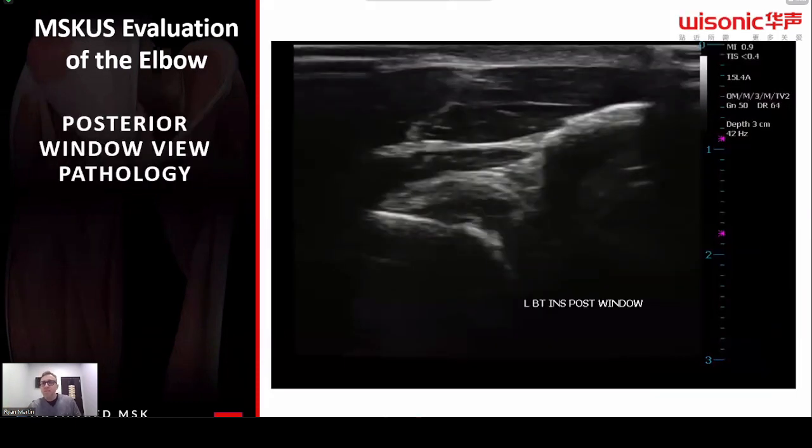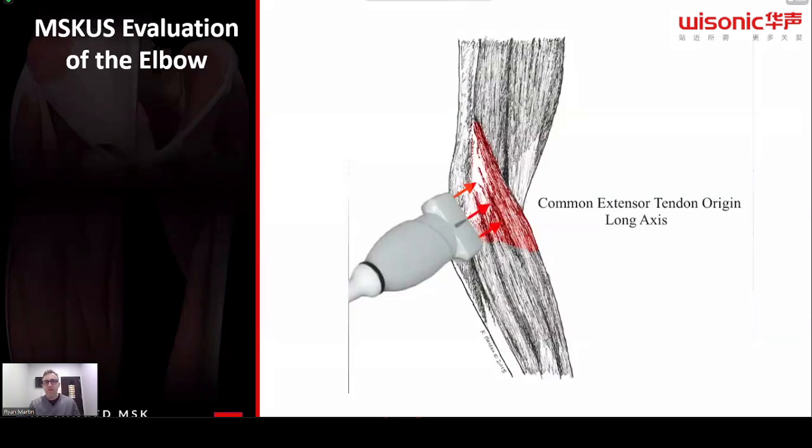Moving on to that posterior window here, what you can see is some undersurface fraying, and you can see a little bit of cortical breaks down into here. So again, repetitive trauma down in this area, usually indicative of tendinopathy. Here's an artist rendering of the area that we would be scanning for the common extensor. So more of the tennis elbow that you see out here.